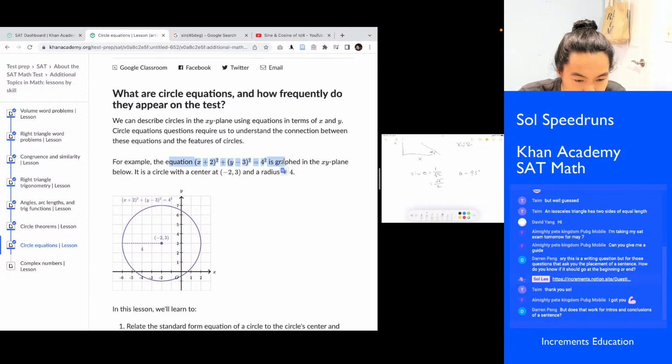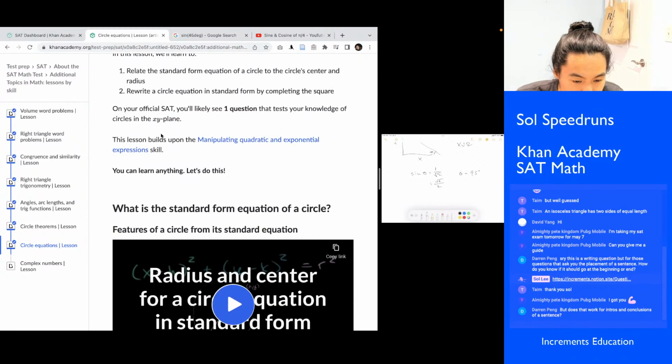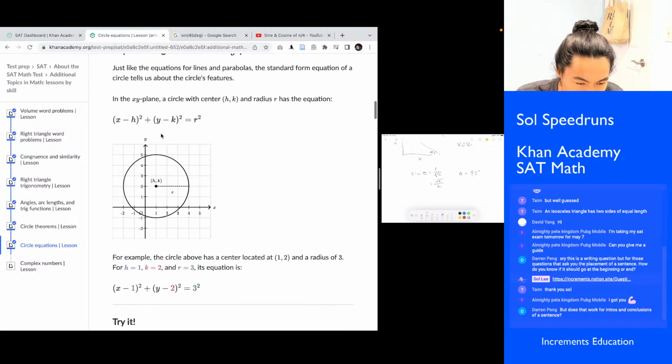What I should know here, if I read this right, it should be the center of the circle is -2, 3. Right, that's correct. And then this is radius of 2... 1, 2. Eh? Oh no, sorry, 4 squared. So radius of 4. Okay. No, you know what? Actually, circle equation is not that hard.